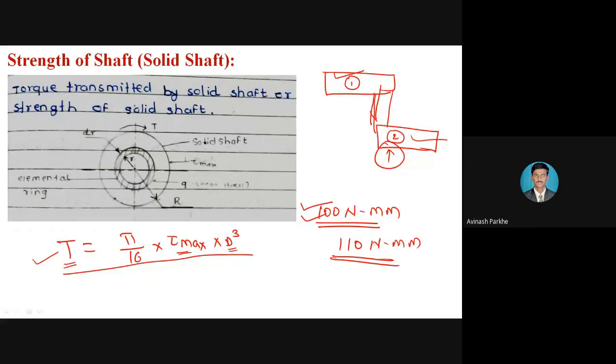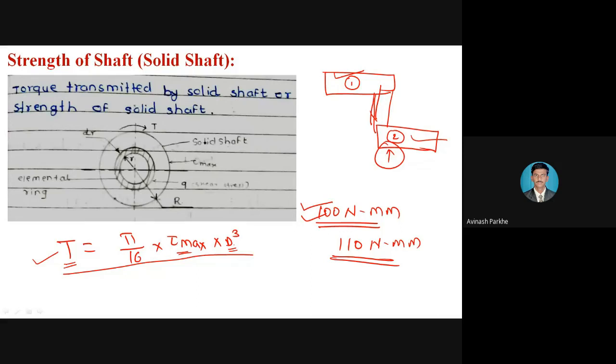So here I am directly giving the formula: capital T, the torque transmission of the solid shaft, is equal to pi by 16 into tau max into d cube. Based on this, one MCQ based question will definitely be there. Simple formula, simple statement.